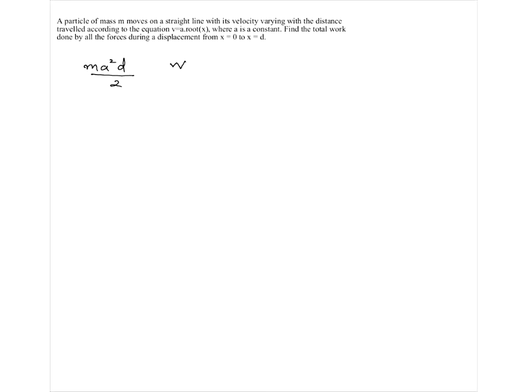Find the total work done by all forces. That will be simply change in kinetic energy. Change in kinetic energy is final minus initial. Final means a root x, but x has become d, square of that. Initial a root 0, square of that. Just simplify, and if you have any question, then let me know.